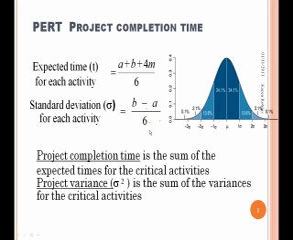Now, to find the project completion time for any of the paths through the network, it's the sum of the expected times for each activity along the path that you're concerned with. This is the critical path here, but it could be for any of the paths. The project variance is the sum of the variances for the activities along the path, and in this case I've said the critical activity we're looking at.